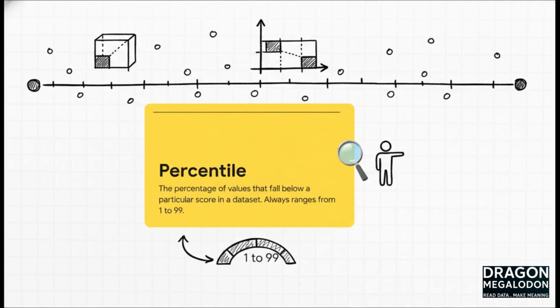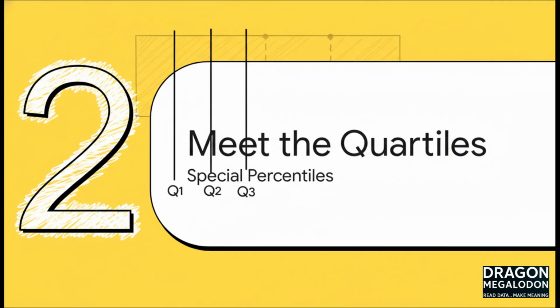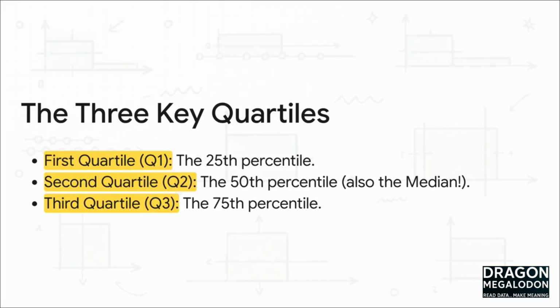So the most important thing to remember is that percentiles, which by the way always go from 1 to 99, are all about your relative position within a set of data. Okay, so now that we've got a handle on percentiles, we can zero in on the 3 specific percentiles that are really the backbone of every box plot. They've got a special name: quartiles. Think about it like this. 4 quarters make a dollar, right? Well, quartiles divide your data into 4 equal chunks of 25%.